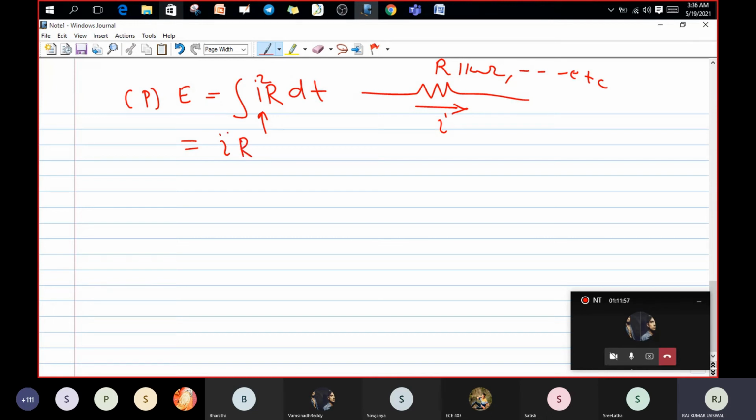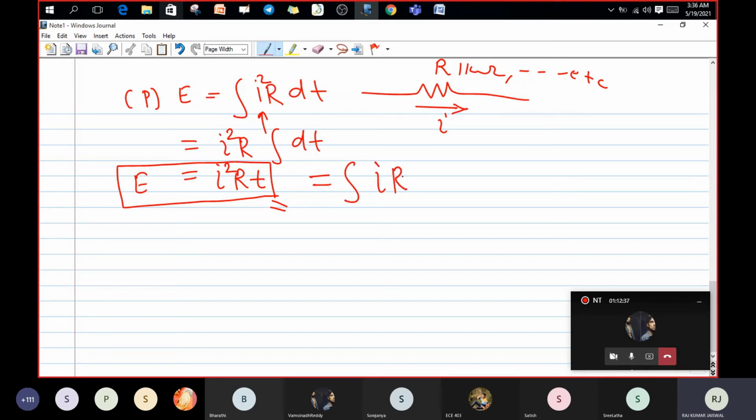Then I square R is constant, so what is the integration of the constant? T. Very good. That's why we got the formula I square RT. E is equal to I square RT. They have written it in the integration form only. So if your concept is clear, you will not get confused whether you write the integral of I square R dt or E equals I square RT. Both are same. Is it clear?